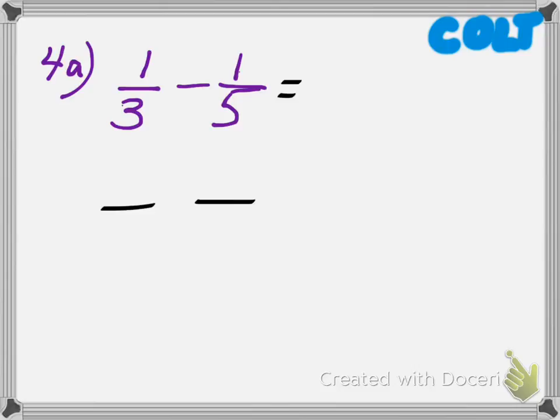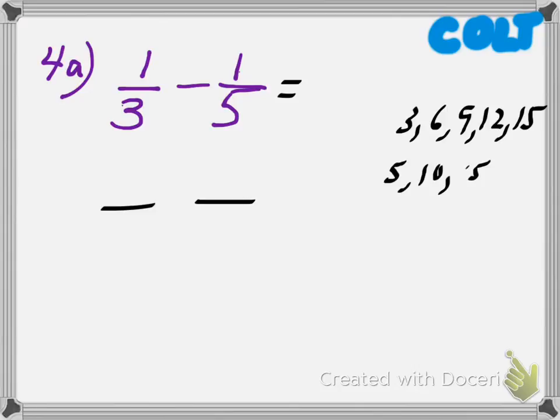So to get a common denominator, we could take the most 3's and the most 5's, or we can just simply count by 3's, 3, 6, 9, 12, 15, and then 5, 10, 15, and these of course will continue on, but the first that we have the same is 15. So we're going to make a denominator of 15.